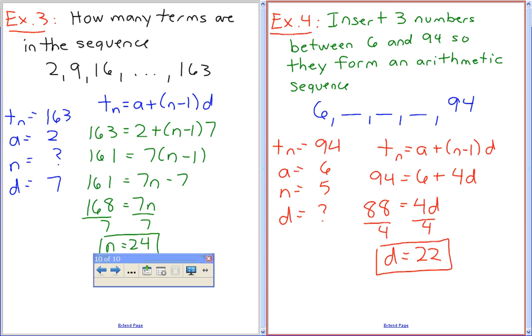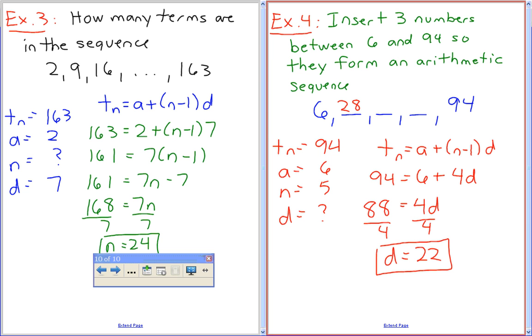Narcisse, d is 22. What does d mean in English? What does d represent? Yeah, so basically it's what you're adding to each term. So all we're going to do is start with 6. Narcisse, you're not done yet. What's my next term going to be then? 28, right? All we're doing is adding 22.